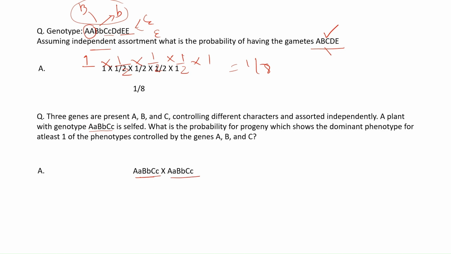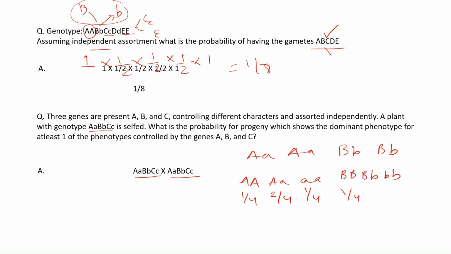Now we can go like a monohybrid cross, one character. If we cross like this, how many genotypes will we get? The probability will be the same for B also. We will get capital B, small b, and so on. Similarly for C. So now what is not allowed? It is better to calculate in a reverse way. What it is saying is, what is the probability for progeny which shows the dominant phenotype for at least one? So what is not allowed is this genotype, all the recessive one.